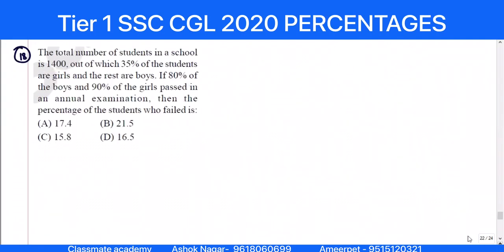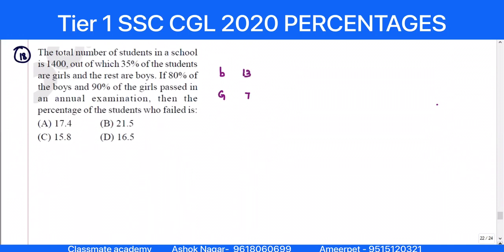The total number of students in a school is 1400, out of which 35% of the students are girls and the rest are boys. 35 means divided by 5. 7 parts are girls. Remaining 13 parts are boys. Remember, when you're dividing it by 5, 100 by 5 is how much? 20. Okay, out of that 20, 7 are girls, rest are boys. So boys and girls, 7 are girls, 13 are boys.